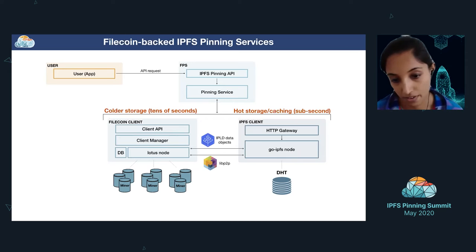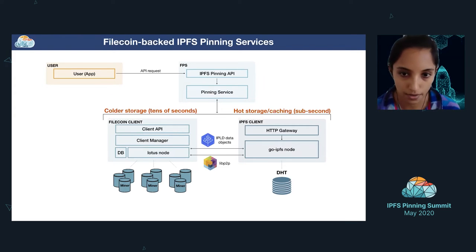The way that we envision a service like this working with Filecoin storage is that when an application makes a storage request to an IPFS pinning service, the service automatically stores data on both the IPFS hot storage layer and the Filecoin colder storage layer. The data may remain on the IPFS storage layer for some time, until it's cleared out by some sort of intelligent garbage collection strategies. After that point, that particular CID would only be stored on the Filecoin network.